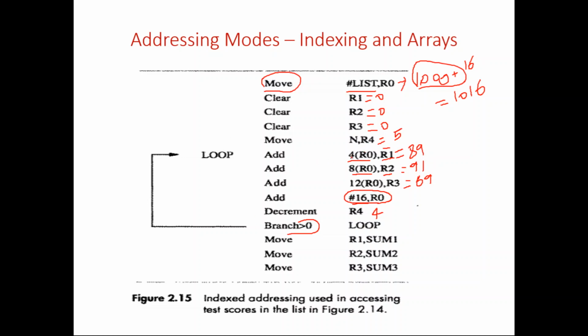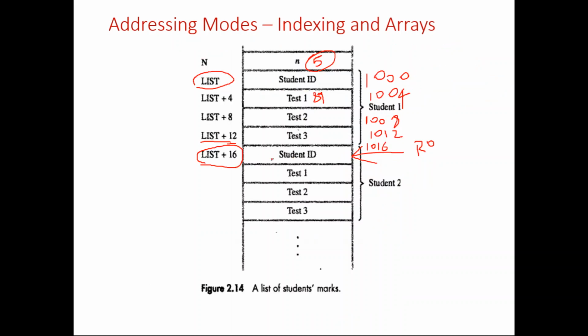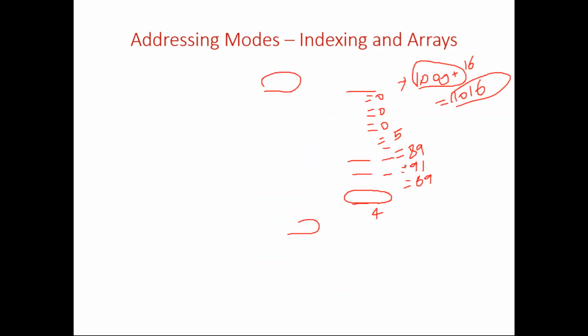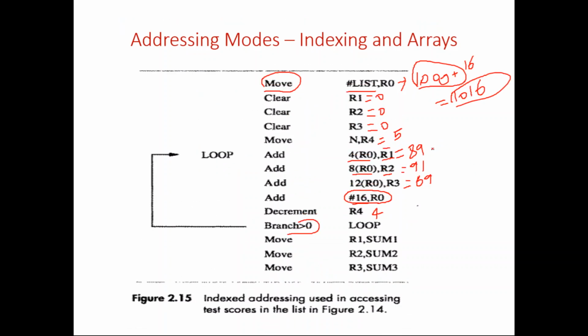Again, add 4 to R0 comma R1. Now what is R0? 1016. 1016 plus 4 is 1020. This location, 1020, contains the test 1 score of the second student, and that will be added with R1. R1 already contains 89. So if the test 1 score of the second student is say 87, then that will be added with that. Are you getting it?